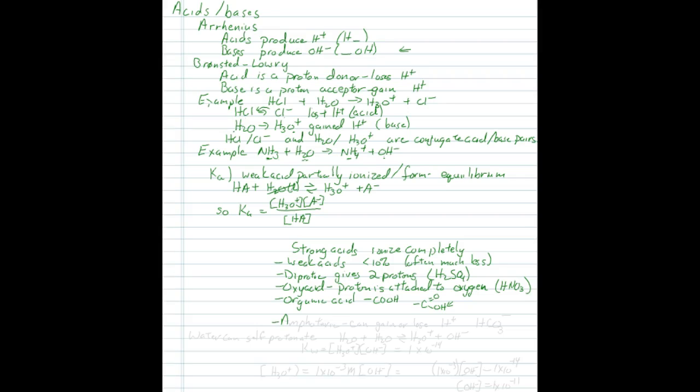Another term you need to know is amphoteric. Amphoteric means it can either gain or lose a proton. A good example would be the hydrogen carbonate, or bicarbonate. If you lose an H plus, it'll form the carbonate, CO3 2 minus. If you gain an H plus, you'll form H2CO3, carbonic acid, which doesn't really exist. It'll decompose quickly.